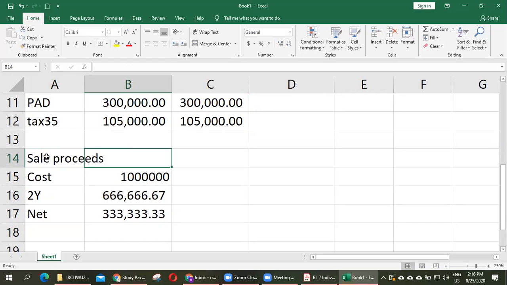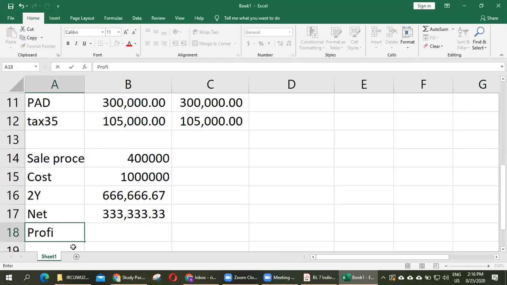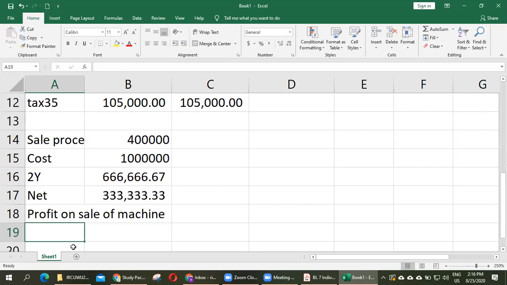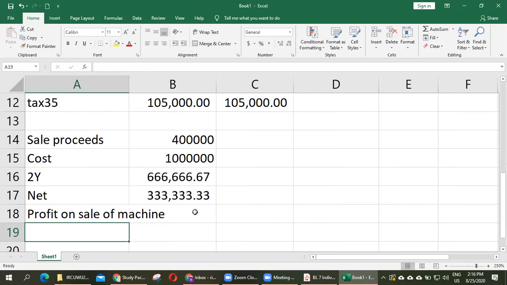And assume that the sale proceeds, say it has been sold for 400,000, right? It has been sold for 400,000. Cost of the machine is 1 million. The asset was used for 2 years, right? How much profit on sale of machine? Any answers? How much profit on sale of machine?